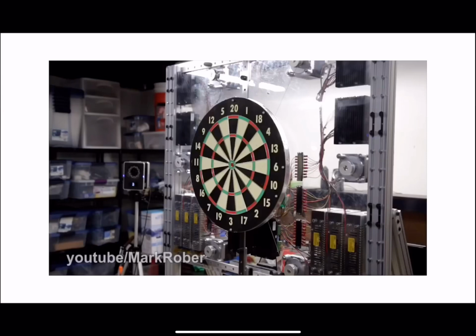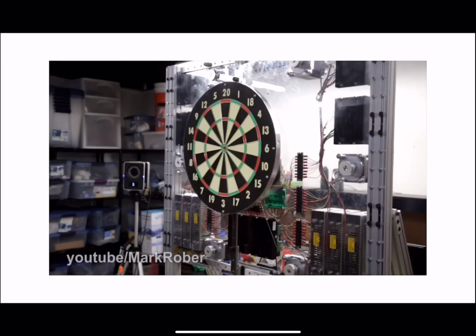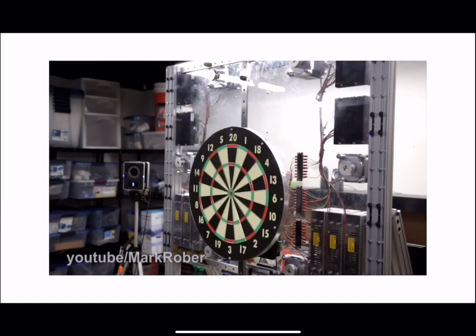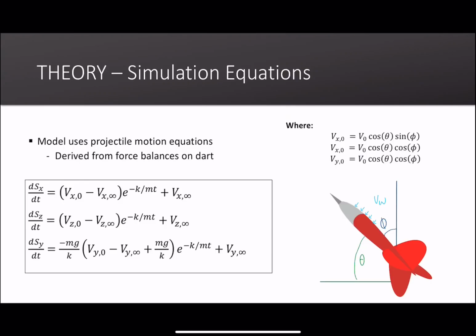This was actually implemented a while back by Mark Rober, and you can see a video of his controller working. One thing you'll notice there is that he got it to work perfectly. One thing that was really challenging is just how fast the dartboard has to move, because it only takes half a second for the dart to reach the dartboard. So the controller has to move really quickly so that it hits the bullseye.